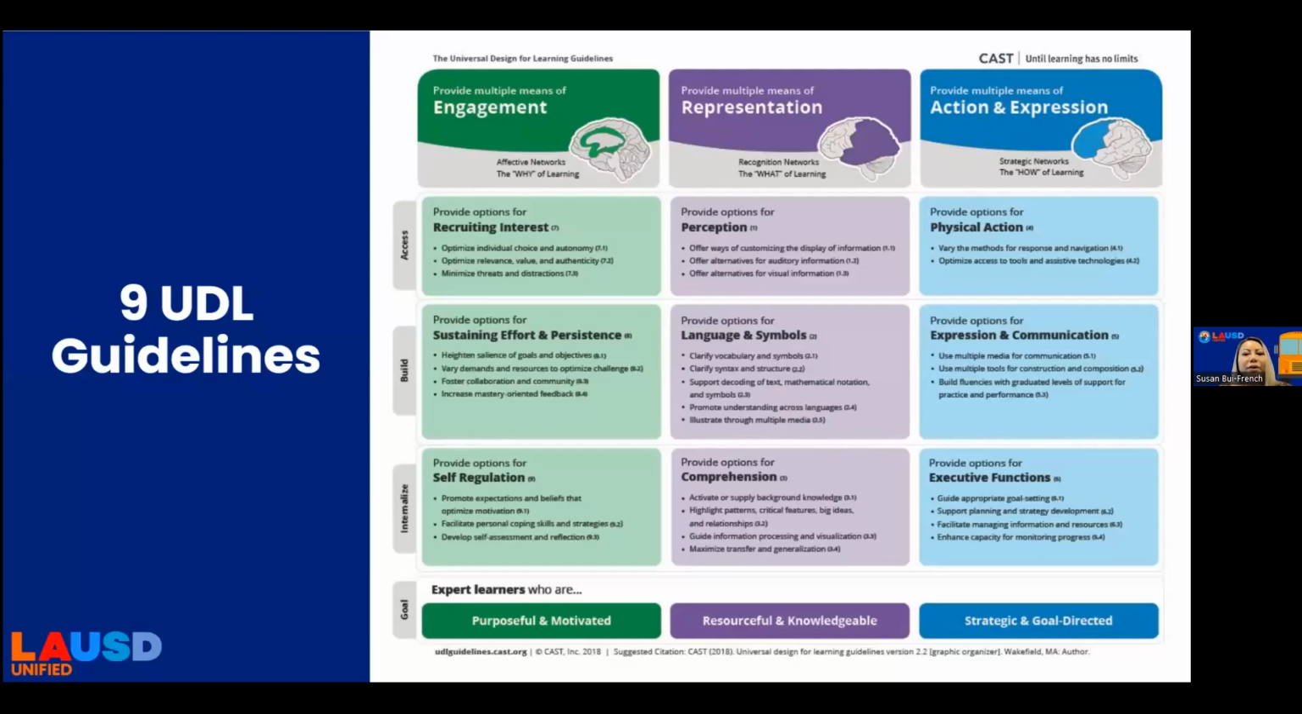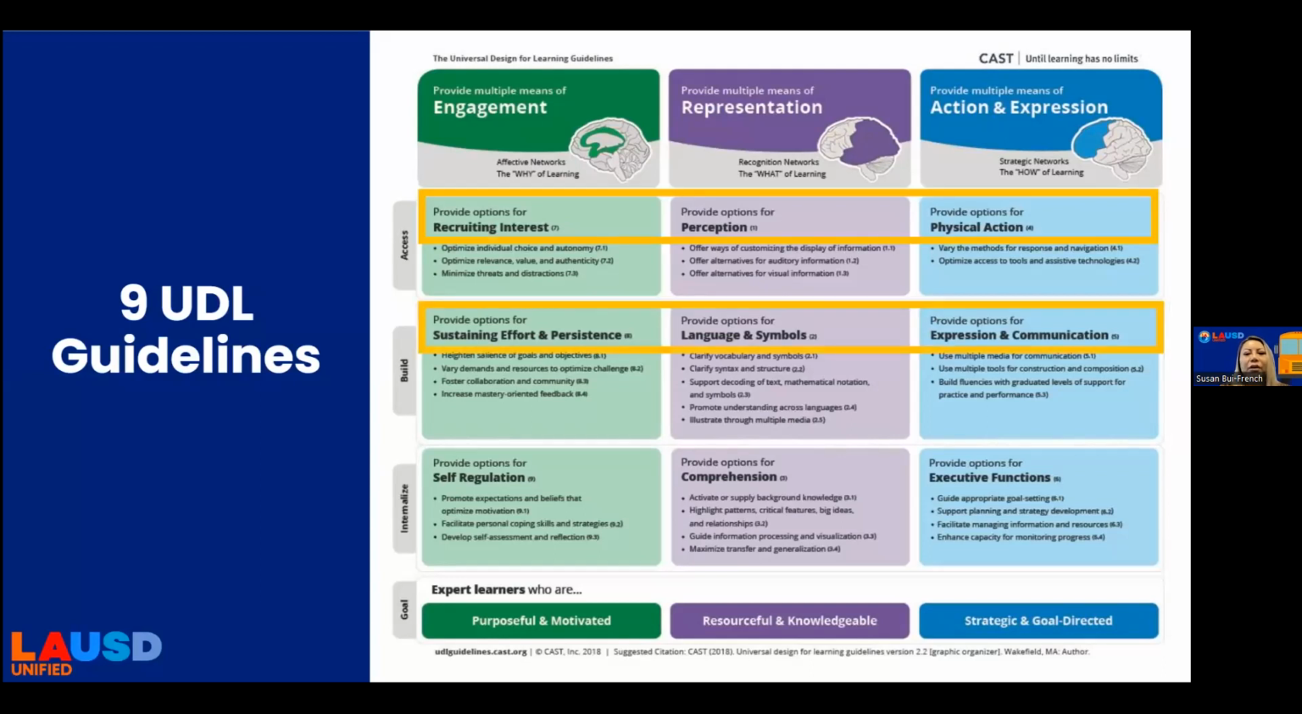Under each of the 3 principles, there are guidelines. There are a total of 9, 3 under each principle. These guidelines are how we put the principles into practice. They are organized around the 3 principles of UDL.